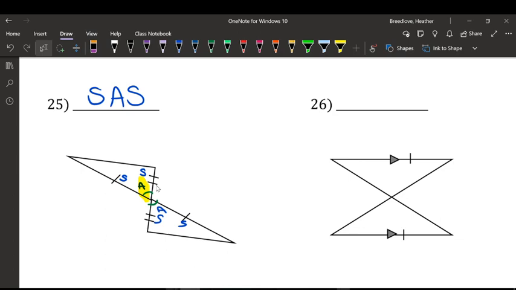Okay, then we have this one, and this one's been tricky for you guys. What's the triangle mean? It's an arrow, and it means parallel lines. I think I've seen that before in the homework from Unit 4. Okay, so this line is parallel to this line because of the arrows. That's what those arrows mean.